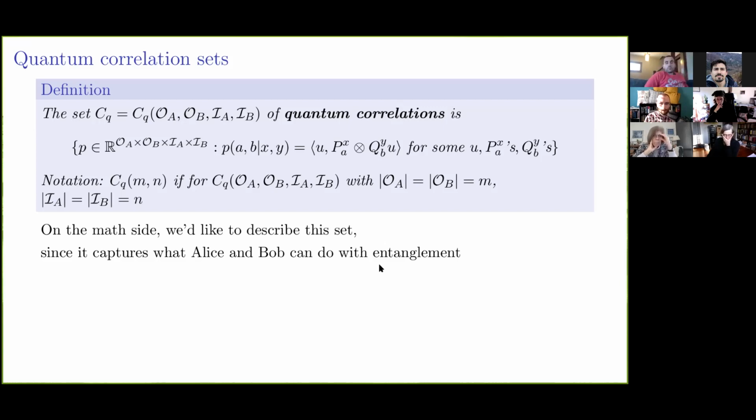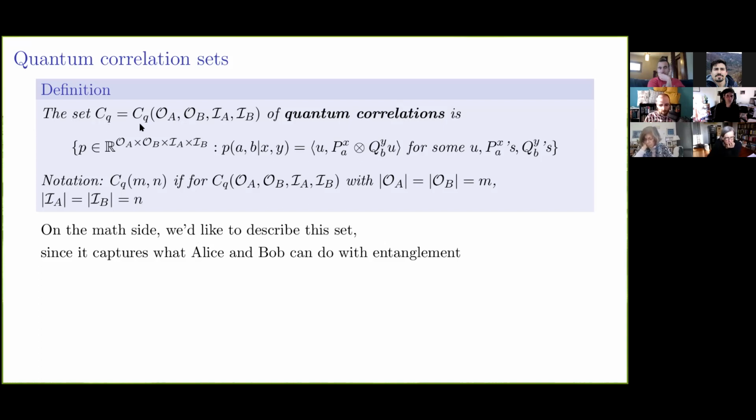Now going forward, it's kind of annoying to say C_Q, O_A, O_B, I_A, I_B all the time. So usually what we do is we just say, well, really what matters is the number of inputs and outputs. So we'll just let M be the number of outputs and N be the number of inputs and call it C_Q^{M,N}. And actually a lot of the time we just forget about M and N altogether. So whenever you see C_Q, there's some M and N there. We're talking about it for some number of measurements. And so what we'd like to do is to describe these sets C_Q.